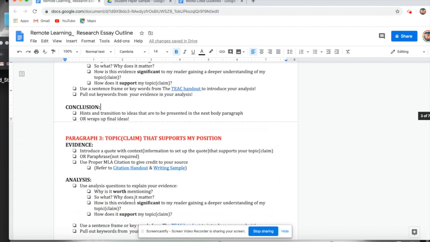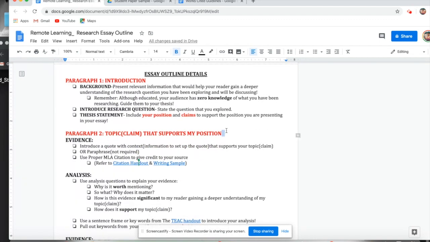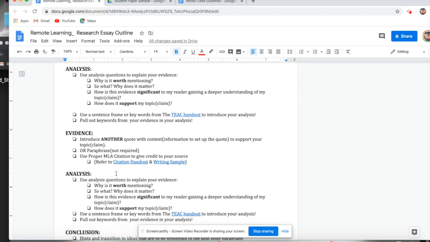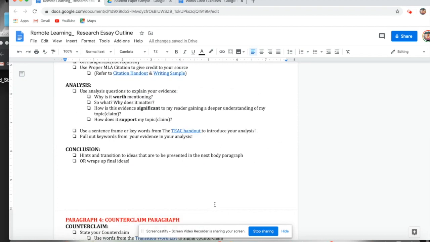Then paragraph 3, you're going to be writing an additional claim that supports your position. So it's going to go: paragraph 1, your intro; paragraph 2, a claim, aka topic, that supports your position; paragraph 3, another topic claim that supports your position. So 2 and 3 are going to look so similar. And then you're going to move on to the different one.